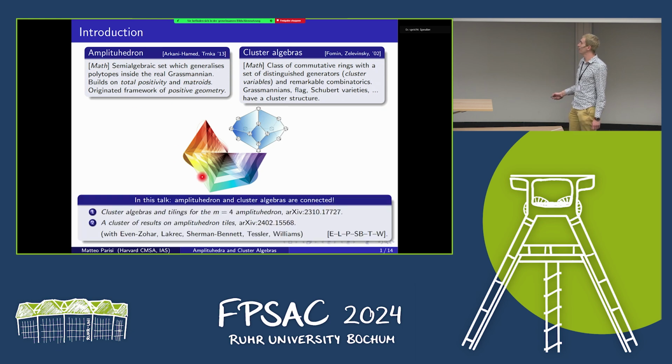These are the two main papers that I'm going to consider. The work is joint with my collaborators Evan, Zohar, Lakrec, Sherman Bennett, Tesler, and Williams. And you will see this long acronym all over the talk.